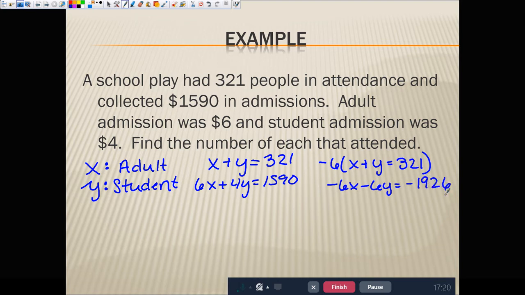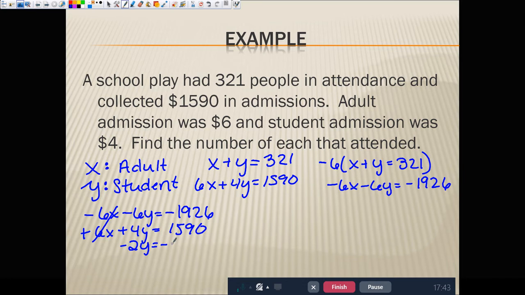So let me set up my problem. Negative 6x minus 6y equals negative 1,926 plus 6x plus 4y equals 1,590. So my x's cancel out, leaving me with negative 2y equals negative 336. Divide by negative 2. And y is going to equal 168.